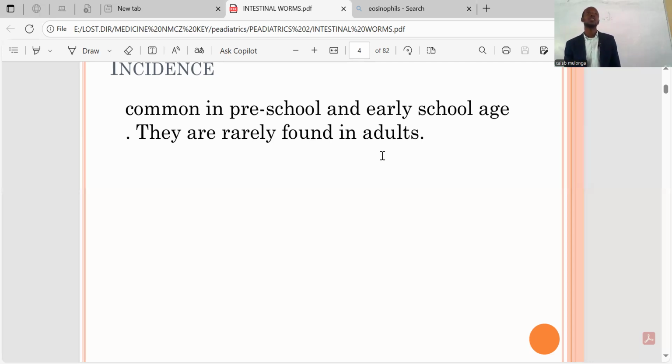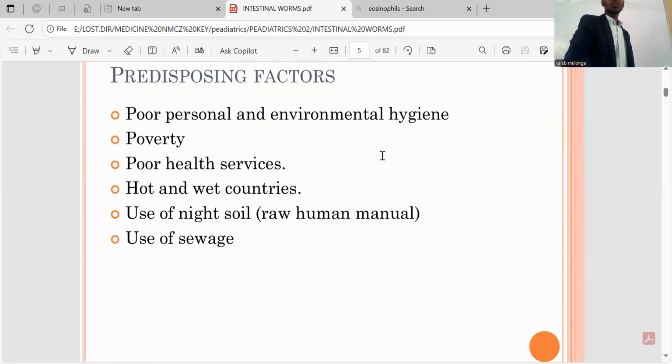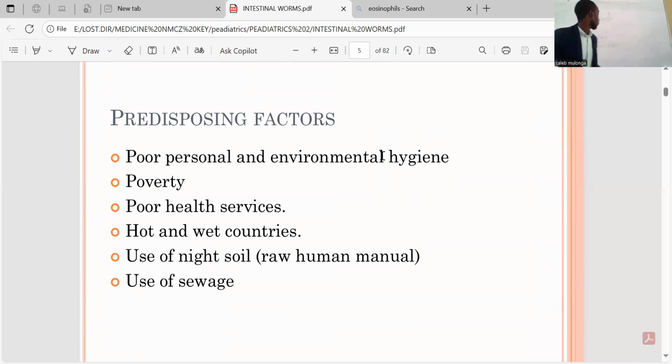Okay, any questions? Okay, so let's move on. Let's look at the predisposing factors.